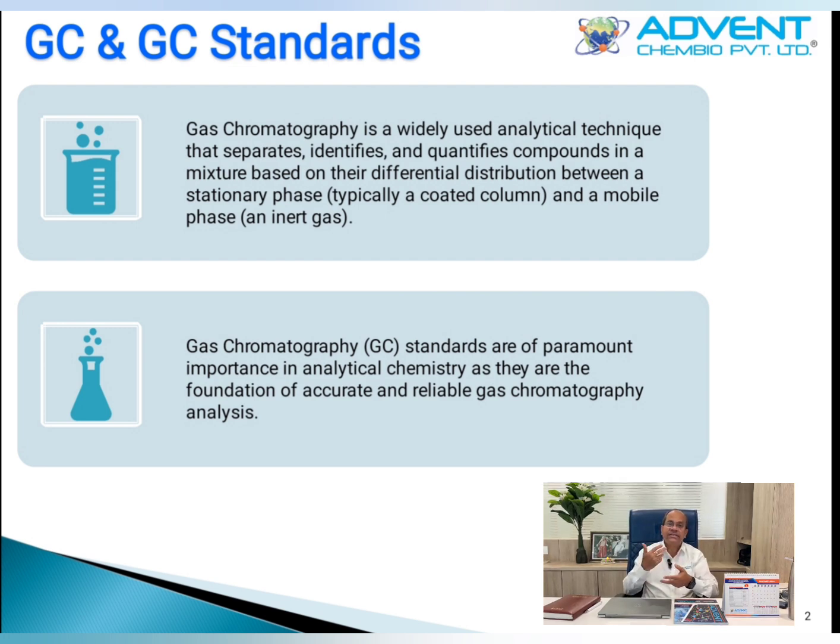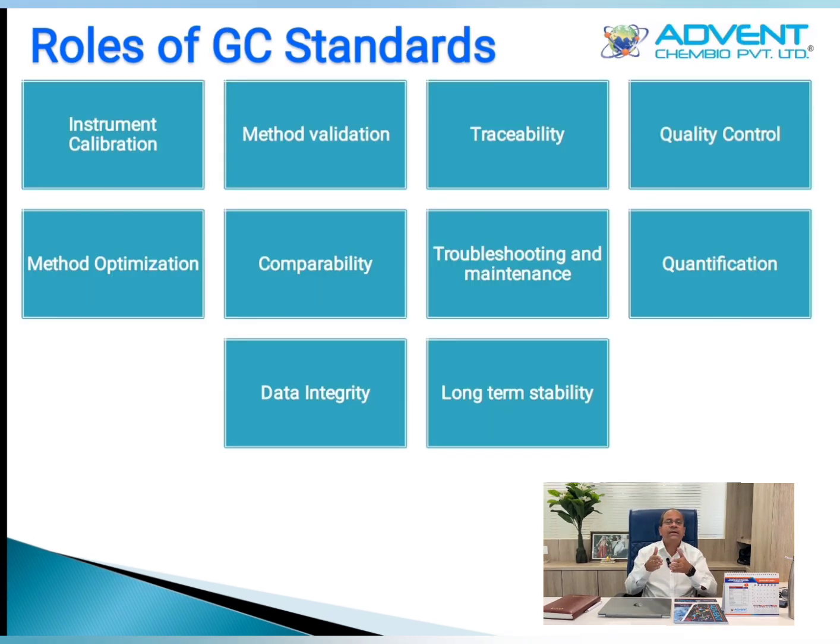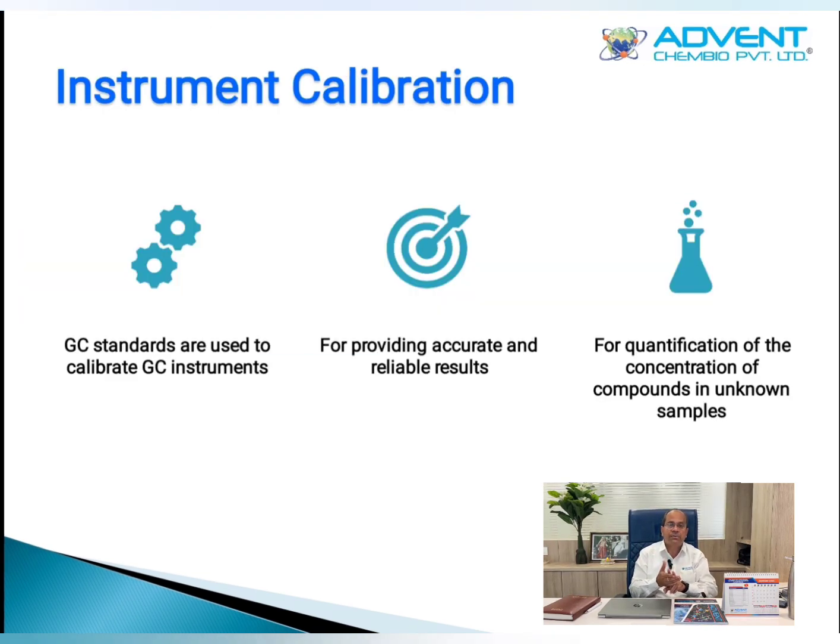GC standards or GC reference materials are of paramount importance in analytical chemistry because they are the foundation of accurate and reliable gas chromatography analysis. These standards play a critical role in instrument calibration, method validation, traceability, method optimization, quality control, data integrity and so on. If I take the first three critical roles they play, the first one is instrument calibration.